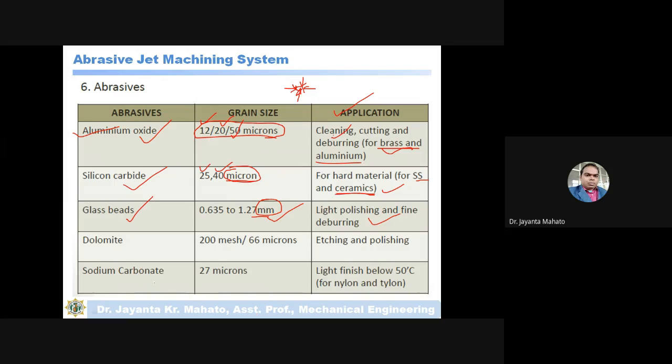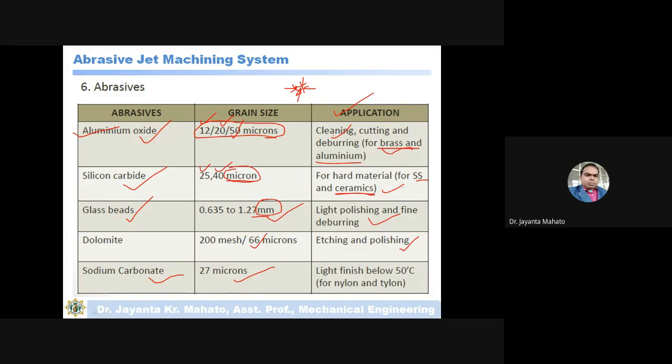Dolomite, so the grit size of this type, dolomite abrasive particles, is 66 micron, and these abrasive particles are used for etching and polishing purposes. Okay, polishing means surface finishing. Sodium carbonate, this type of abrasive particle has a smaller grain size, 27 microns, and these are used for light finish below 50 degree centigrade.